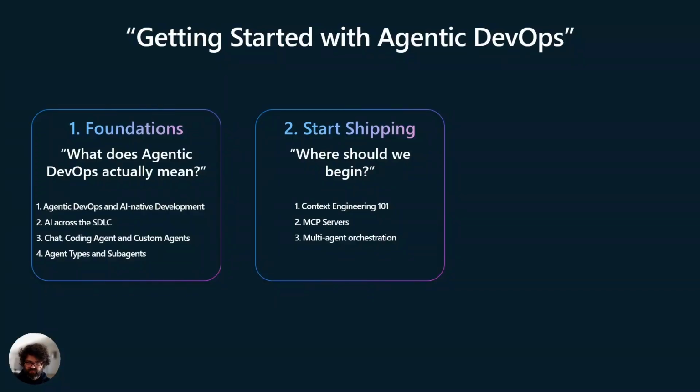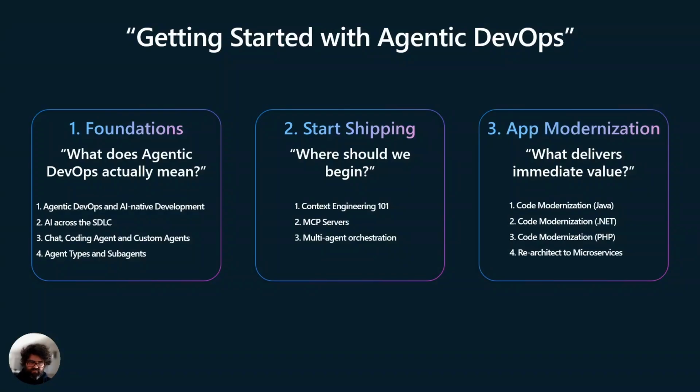And finally, multi-agent orchestration. To end the series, this is the topic that most customers are asking about, app modernization. This answers the question, what delivers immediate value? And we'll talk about how you can very quickly, instead of months, it's now a matter of days or sometimes even hours. How can you modernize Java and .NET applications?